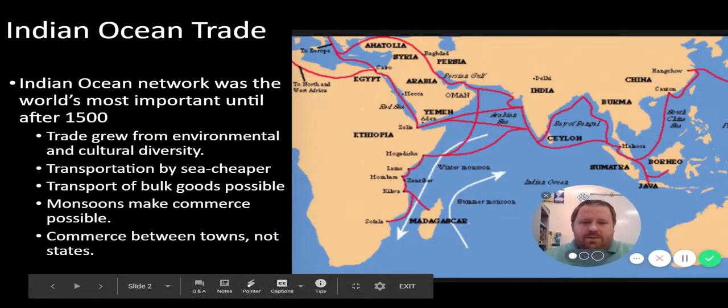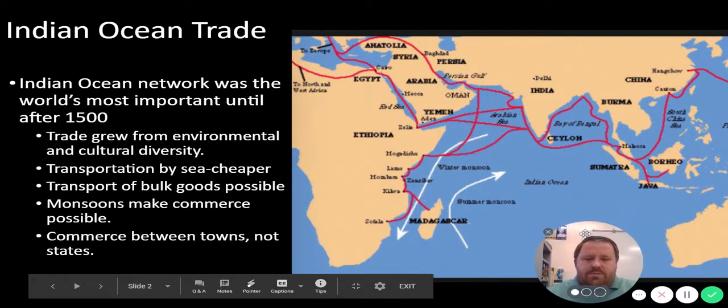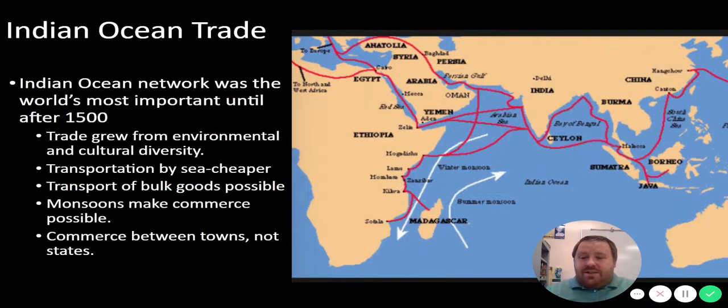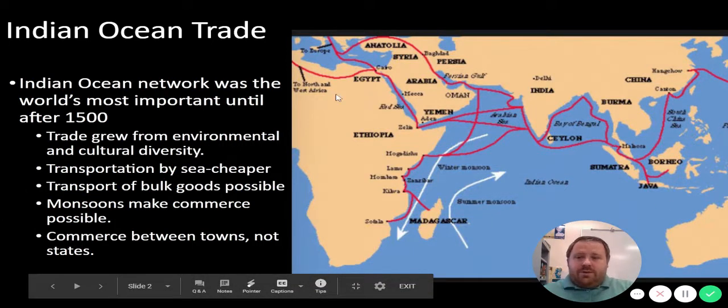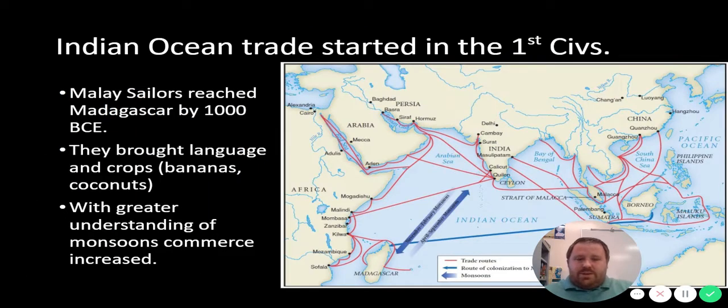I'm going to try to move myself over here so you can see all this. So commerce was between towns, not states, which means that certain cities and towns become really important. You're not getting entire governments that are becoming really powerful, but you do have very powerful cities and towns during this time. So that's what we're going to look at as we go through this. Some very important cities and towns that we see here.